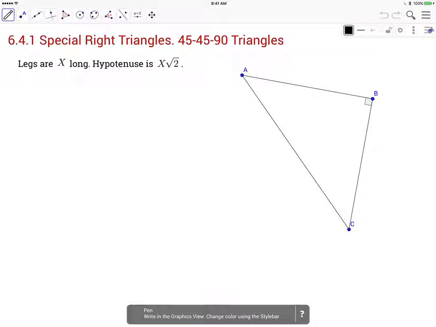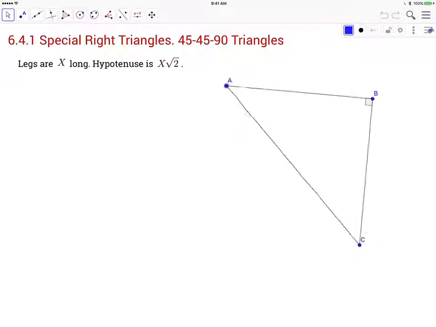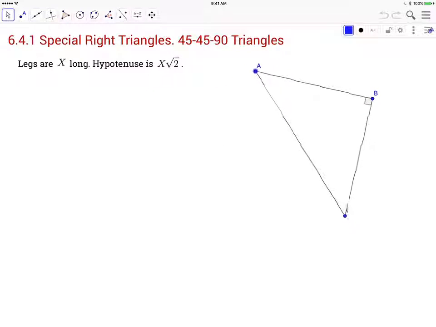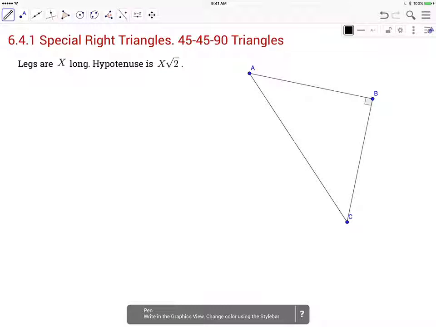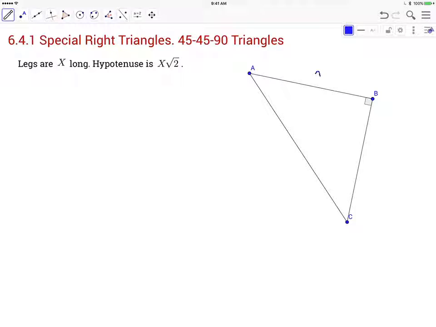So in this one, this is pretty straightforward in a way. We have a 45, 45, 90 triangle, and what I've done is I've created it so that it's always the same. And you can see that this is an isosceles right triangle. Not too hard to see, of course, that the legs are x, because it's an isosceles right triangle. And again, don't forget these are 45s. This is why we call it 45, 45, 90. And the question is, how long is the hypotenuse?